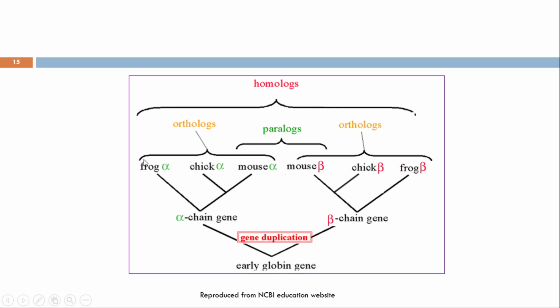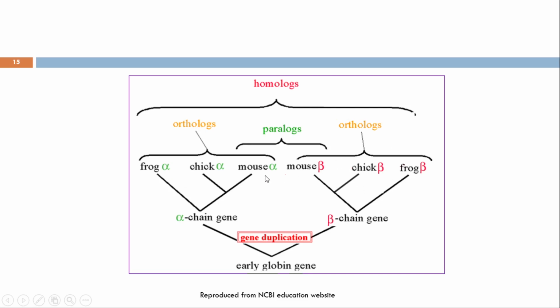So frog alpha and here you can see the mouse alpha. So how did frog and mouse originate? Due to speciation. So frog alpha and mouse alpha are known as orthologous. Frog alpha, chicken alpha, mouse alpha are orthologous. Mouse beta, chick beta, frog beta are known as orthologous.